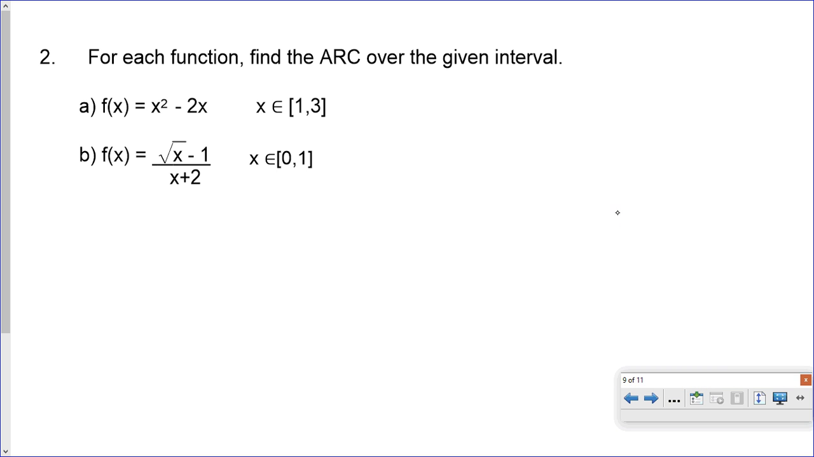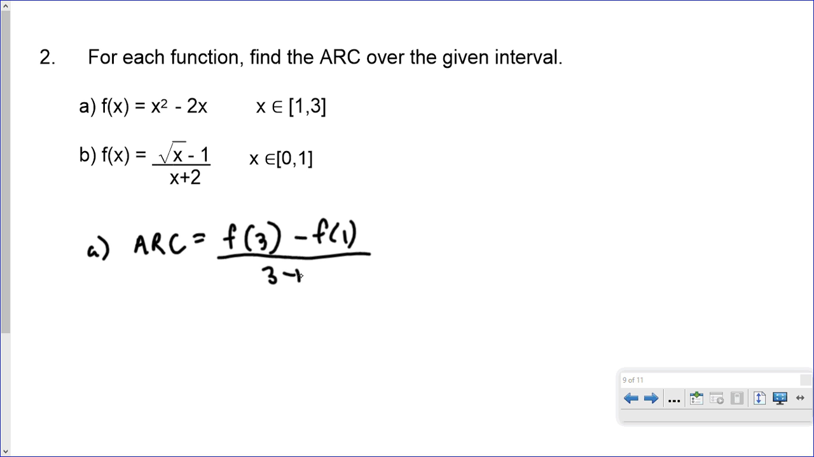I like to use equations. Certainly when I'm given an equation, it's much easier to work with. So I've got to find the function at 3, the function at 1, and then 3 minus 1.